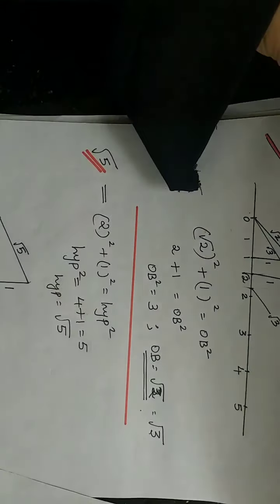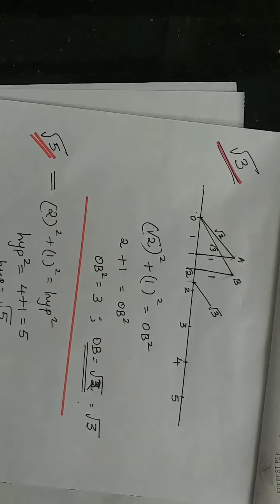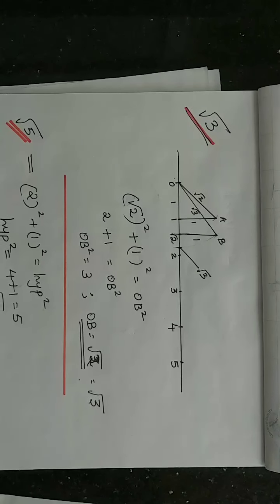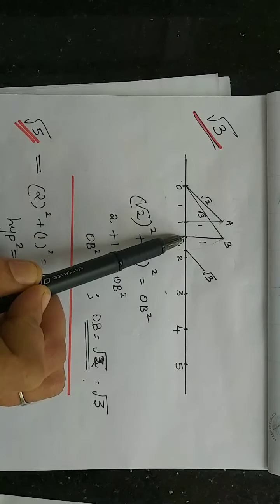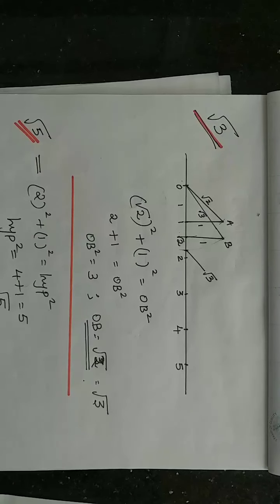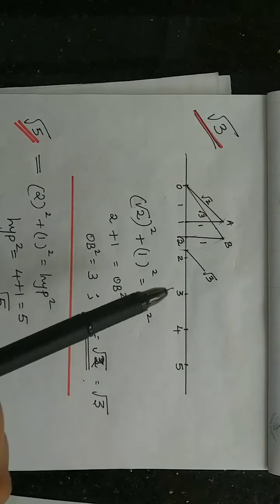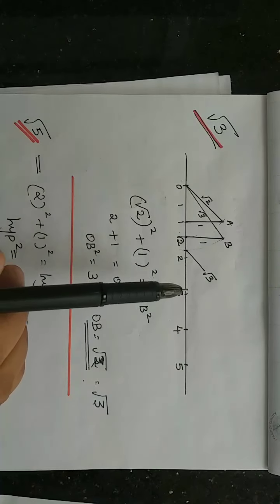Now we're going to see how to represent root 3 on the number line. Okay, let us see how to represent root 3 on the number line. We have already seen how we have represented root 2 on the number line, and we can see that root 2 is represented here. So whenever you are asked to represent any root of prime numbers on the number line, always check whether you're getting the same value as the hypotenuse. That means when you're asked to represent root 3 on the number line, you have to get the hypotenuse as root 3.